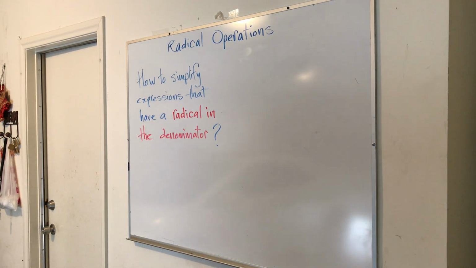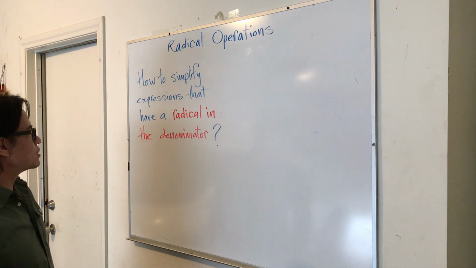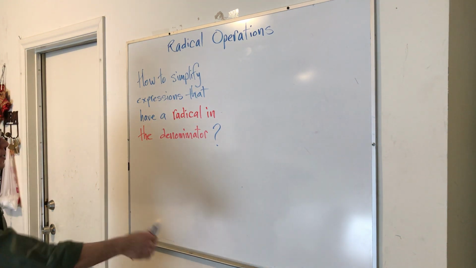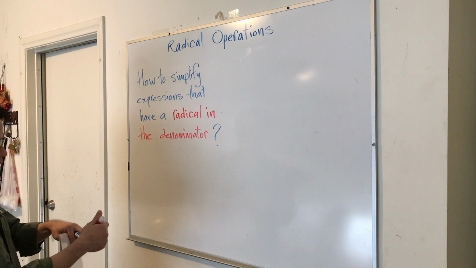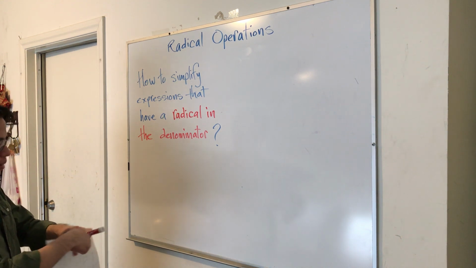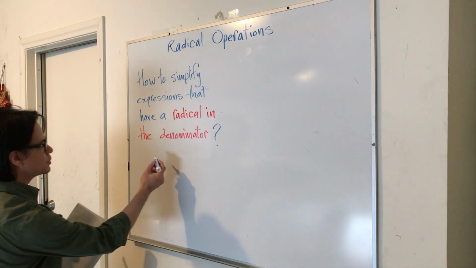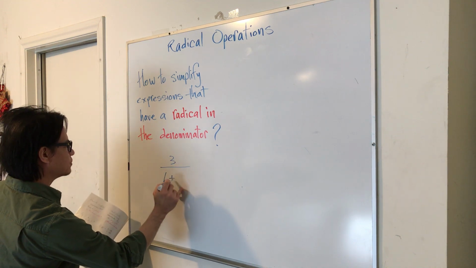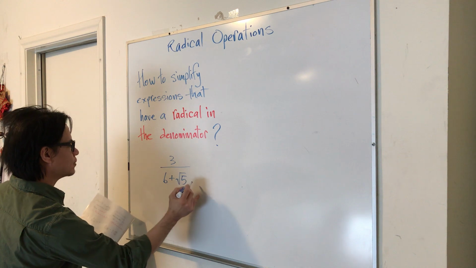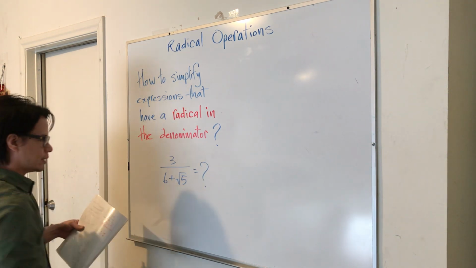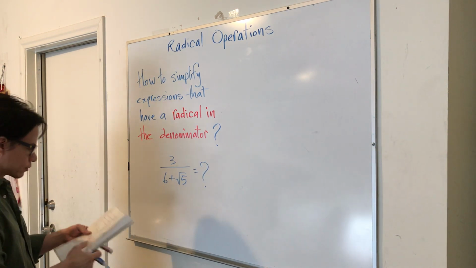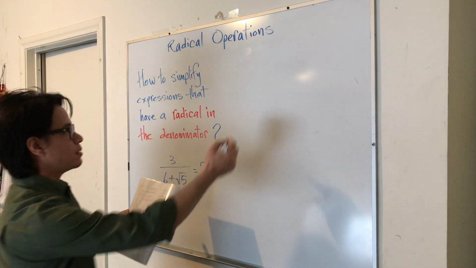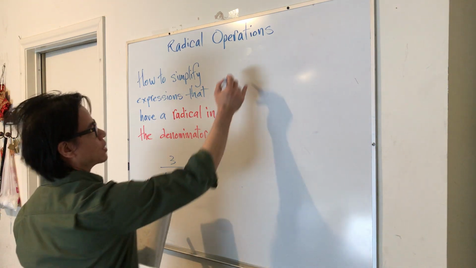So let's move on to something a little bit more interesting. The question asks how to simplify expressions that have a radical in the denominator. Meaning, if you see something like this, 3 over 6 plus square root of 5, how would you simplify it? In order to figure this out, we need to make a statement here. Please write this down.